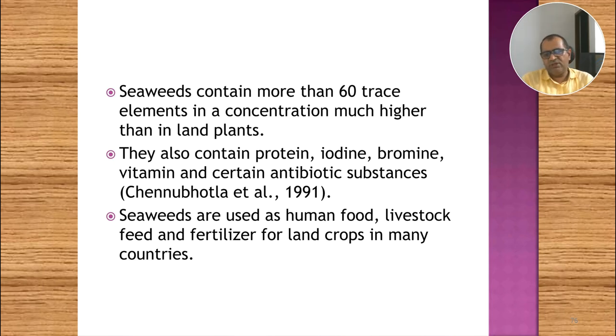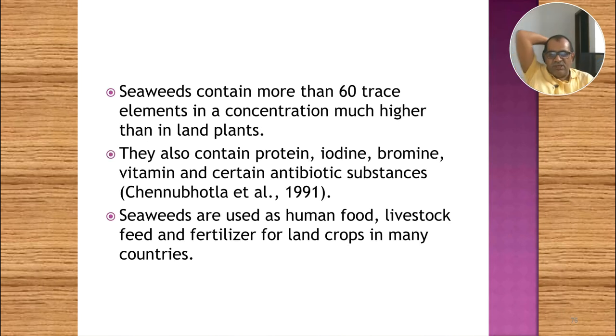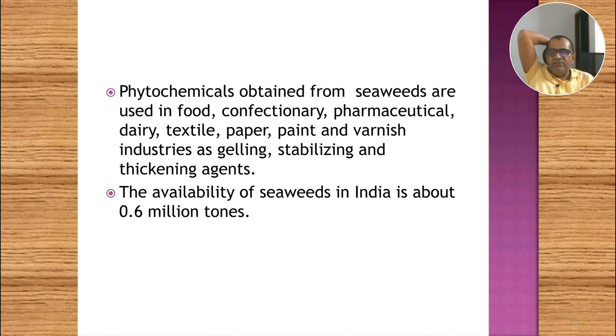So they are very commonly used in human food, livestock feed, and fertilizer for land crops in several parts of the world. Then phytochemicals obtained from seaweeds are used in food, confectionery, pharmaceutical industry, dairy industry, textile, and many more. So the availability of seaweeds in India is about 0.6 million tons per year.